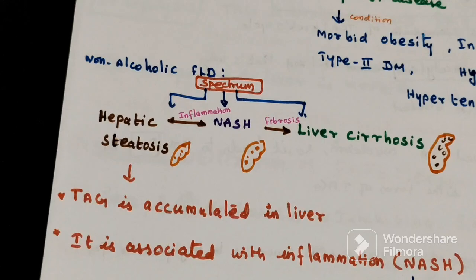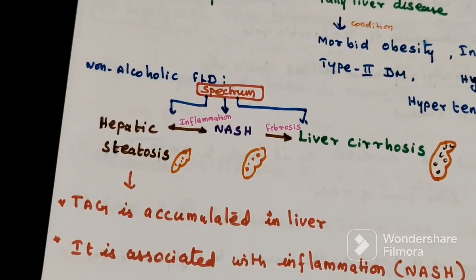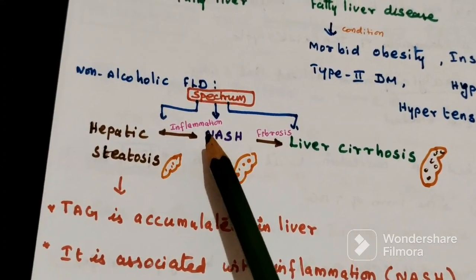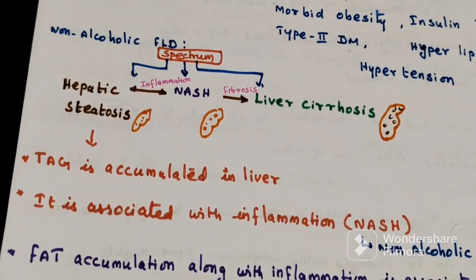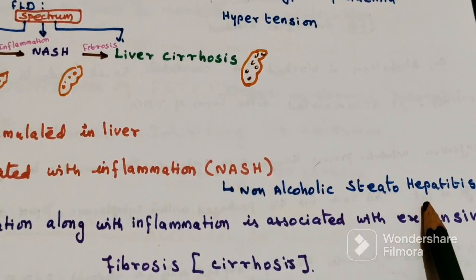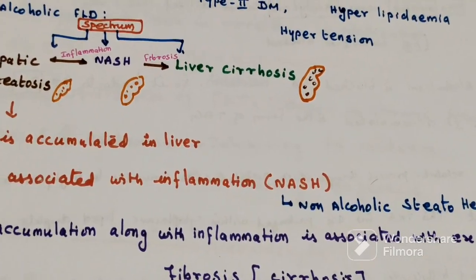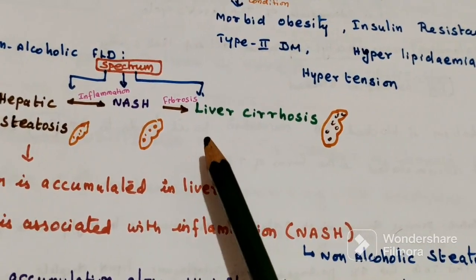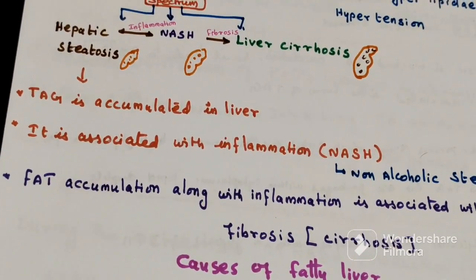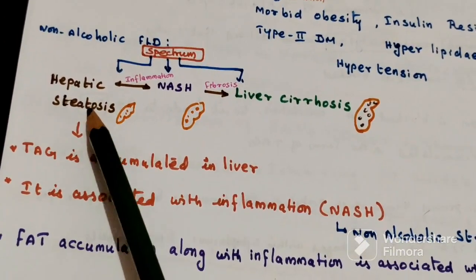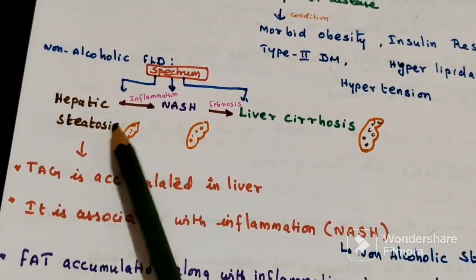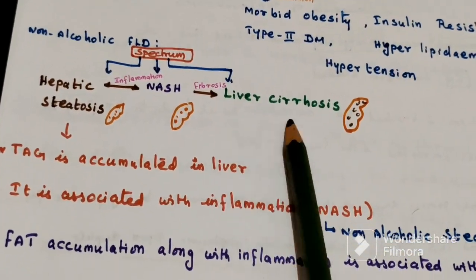If the triglyceride accumulation is associated with inflammation, it is called NASH, non-alcoholic steatohepatitis. And third, it moves to a severe condition, liver cirrhosis, when fat accumulation along with inflammation causes infection. Together this condition leads to liver cirrhosis.